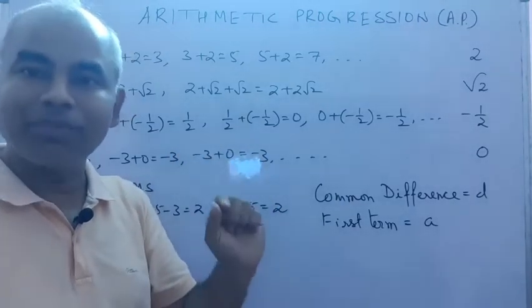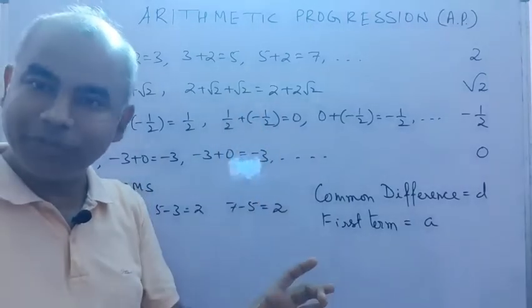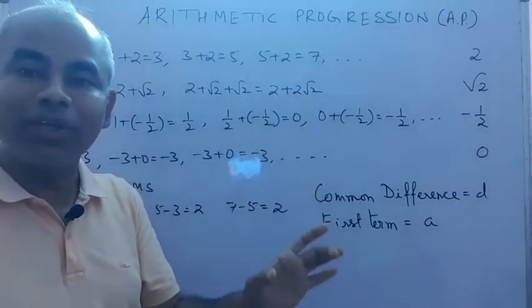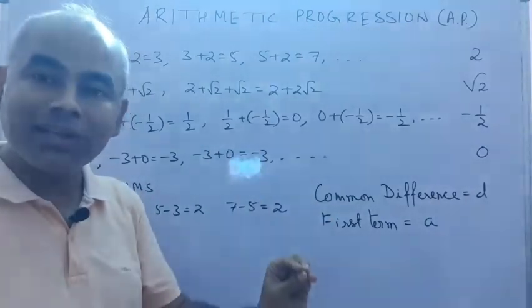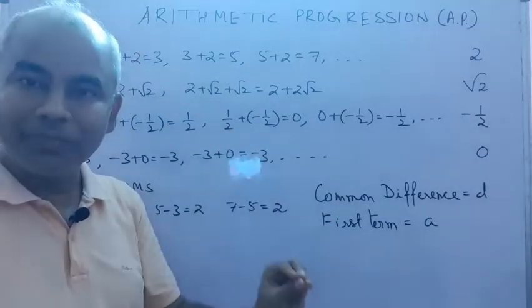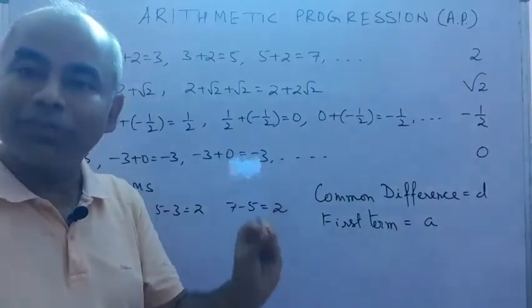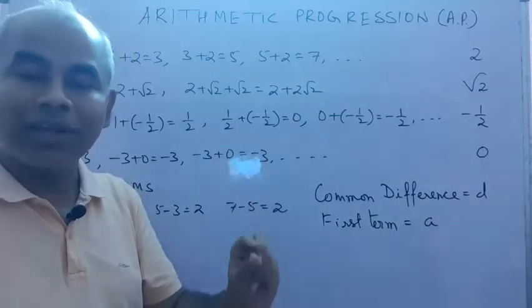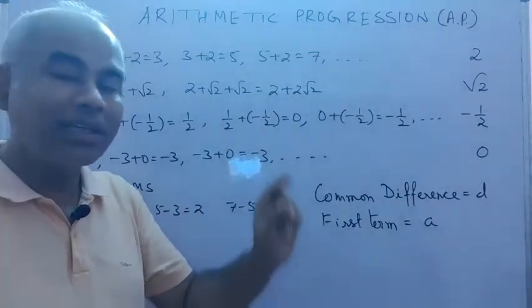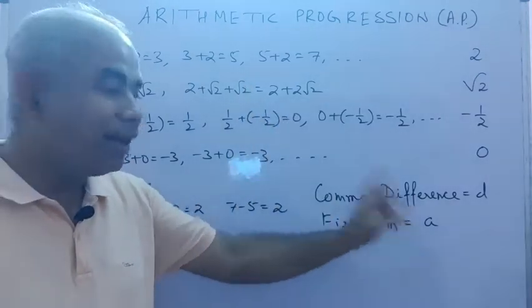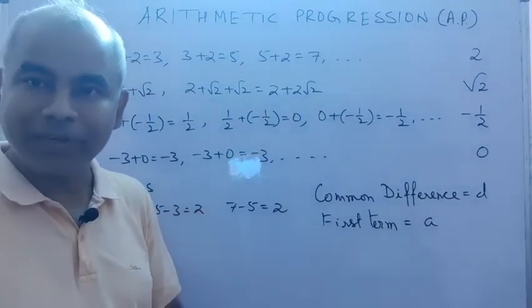It is a sequence of numbers, that means it is a way to write some numbers where the difference between two consecutive numbers is constant. The numbers are called terms. The first term, by which the sequence starts, we denote by small a. The common difference, which is the difference between any two consecutive terms, is denoted by small d. Okay, clear? Now see.